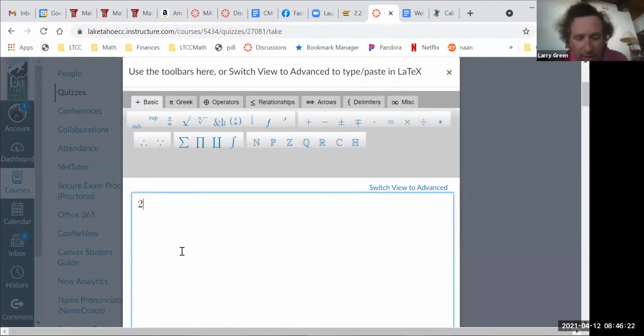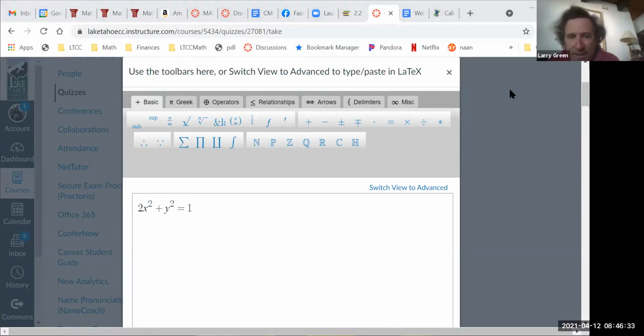So we have 2x squared plus y squared equals 1. And we want to look at that. And the question I've got for y'all is, what could I do to make this a lot prettier? There's something in the way here that if it wasn't there, it would be a lot better. What do you see? The 2? The 2.